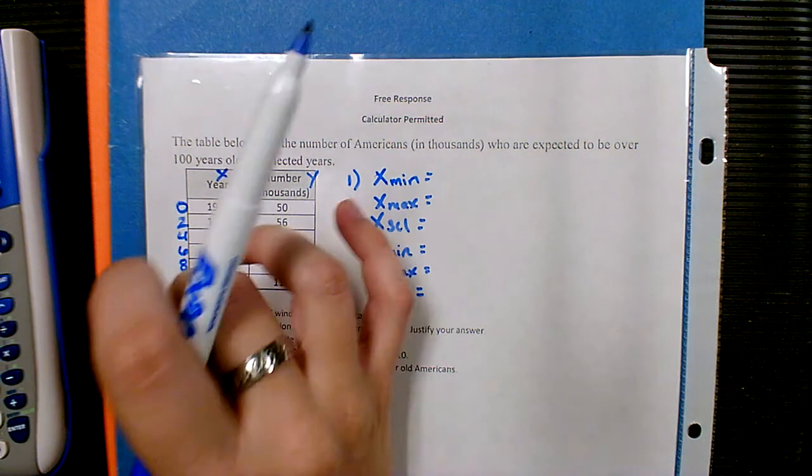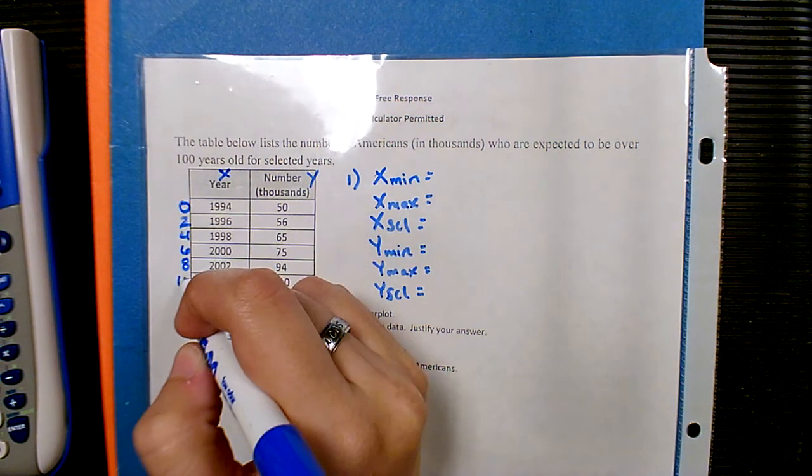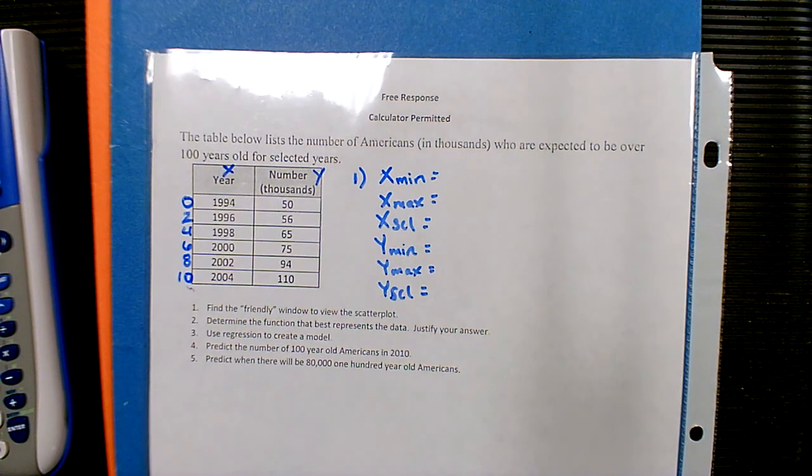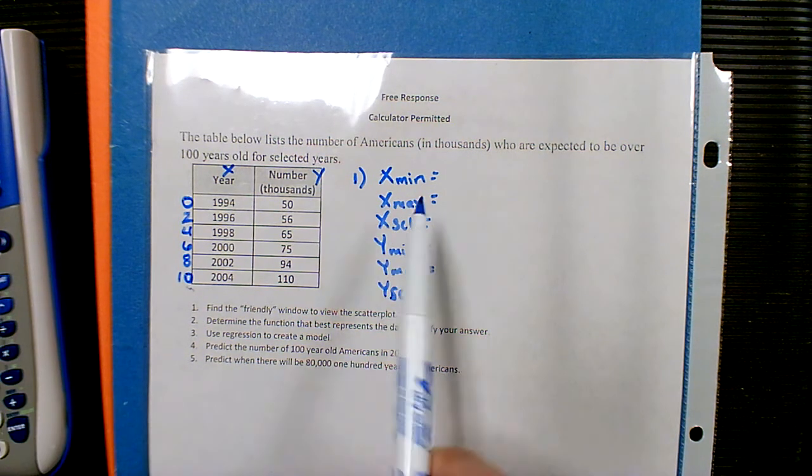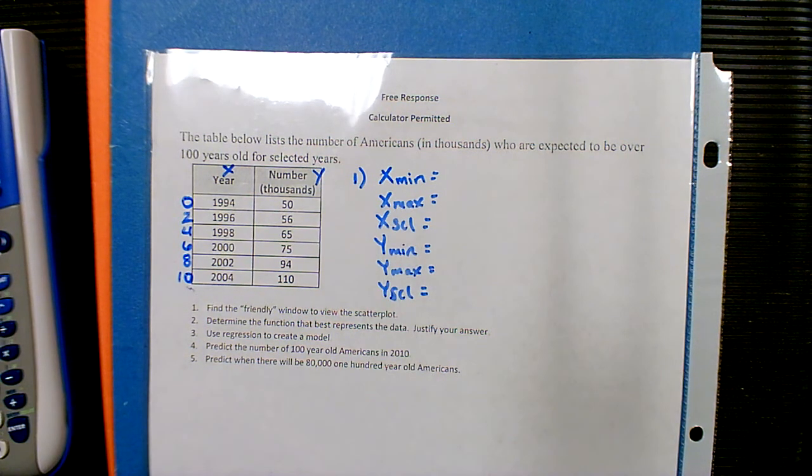Yes? Did I miss 10? I'm sorry. Got a little ahead of myself. Okay, 0 through 10. So we got to be careful with years. So let's now think about a friendly window.